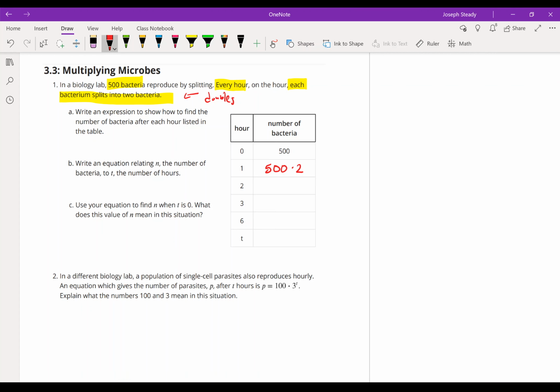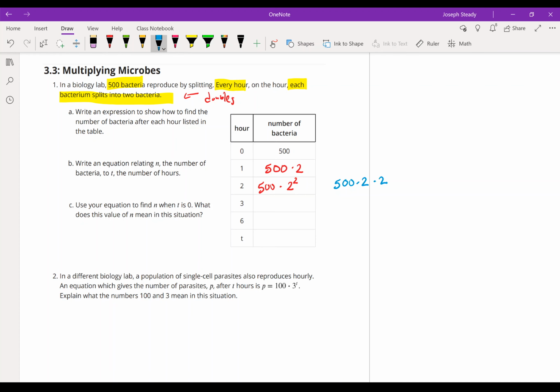Now, in the next part of this, so after 2 hours then, well, I'm going to take whatever number that was, and I'm going to double it again. So I'm going to take that 500 times 2, and I'm going to multiply it by 2 again. So there's another way we can write this, though. We can write this as 500 times 2 with an exponent of 2, because that little exponent there means that I'm multiplying by 2 twice.